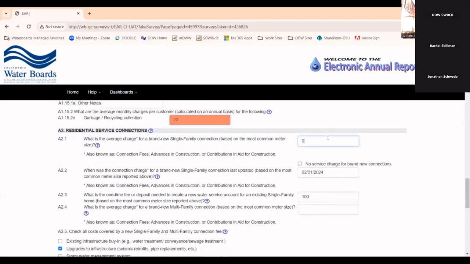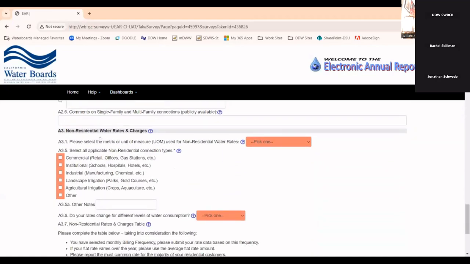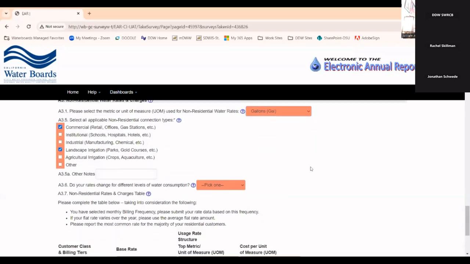And then down below, you once again get to the residential service connection questions. We could skip through that. And since we indicated that we had both residential and non-residential customers, if you select both or non-residential, you'll see A3, which asks you a very similar set of questions to the residential customers. So for the first one, it's basically asking your unit measure. Again, we're going to pick gallons. What kind of connection types you have for your non-residential connections. So you could say commercial, landscape. And then if you have other, obviously you could put it in the other box.